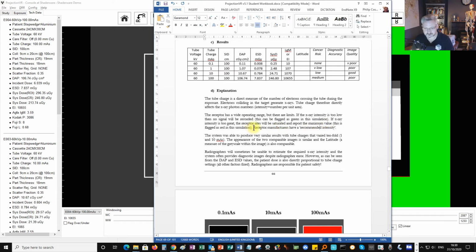So receptor manufacturers have a recommended intensity, and in most cases that's the system dose of about 3 to 5 microgray is what the manufacturers would recommend. The system was able to produce very similar results with tube charges that varied tenfold. So the 1 MAS value and the 10 MAS value gave us images that were quite comparable. So the system is very good at evening out exposure. If you miss the exposure by double or 3 times, then it's likely to look similar to the result you would have got anyway.